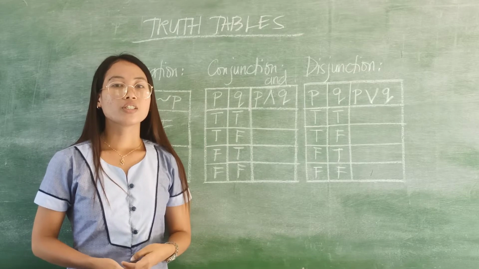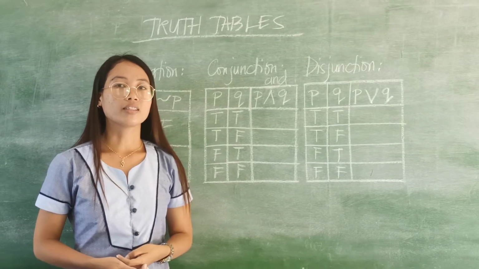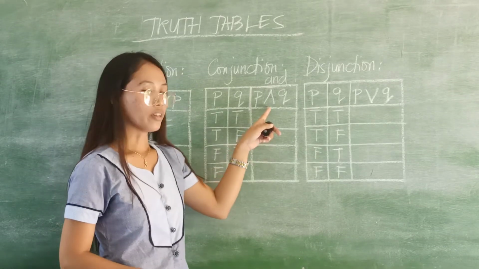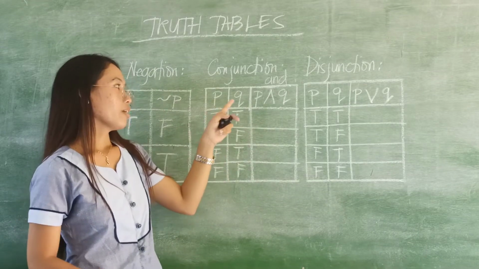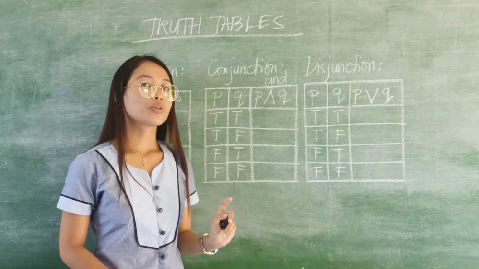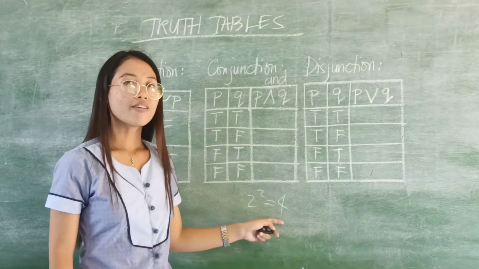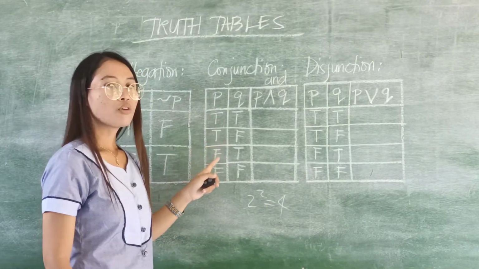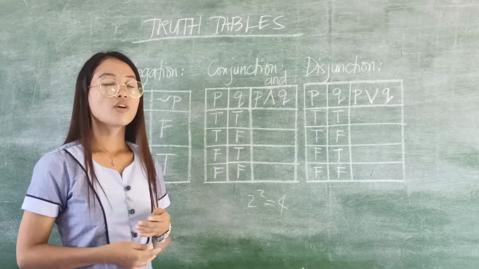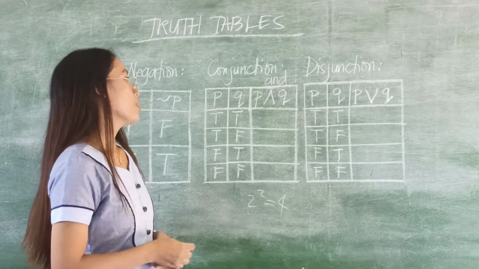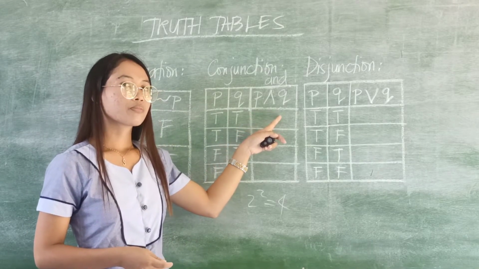Now, let's proceed to the conjunction. A conjunction is a connective that uses AND. The symbol for AND is this one. In this table, we have two variables, P and Q. So the number of rows will be 2 to the power of 2, which equals 4. So we have 4 rows: true, true, false, false, true, false, true, false. Or it can be interchanged for as long as it is balanced. It depends on you.